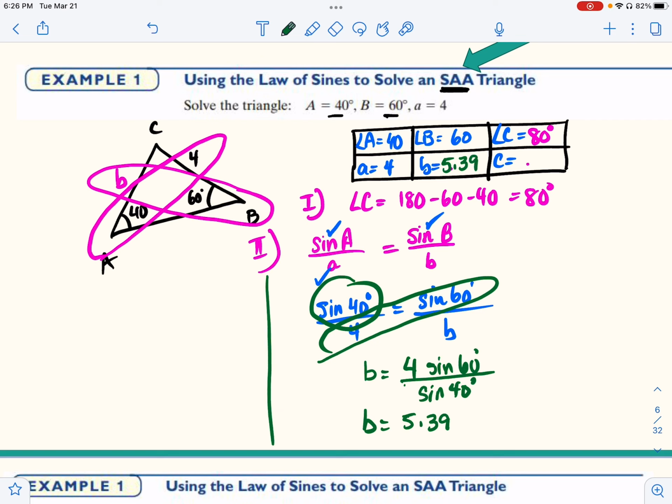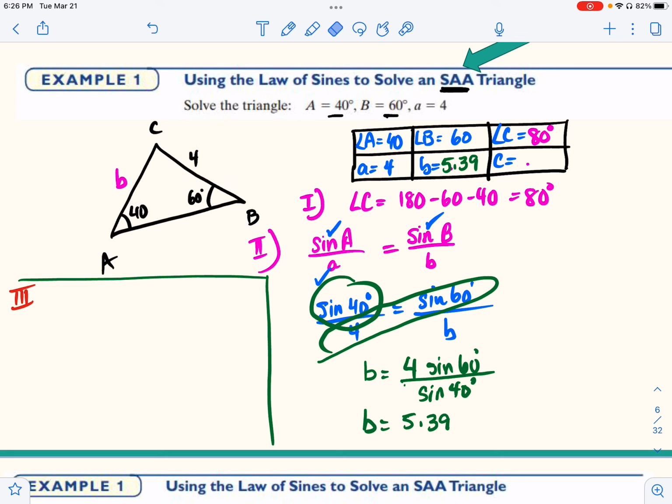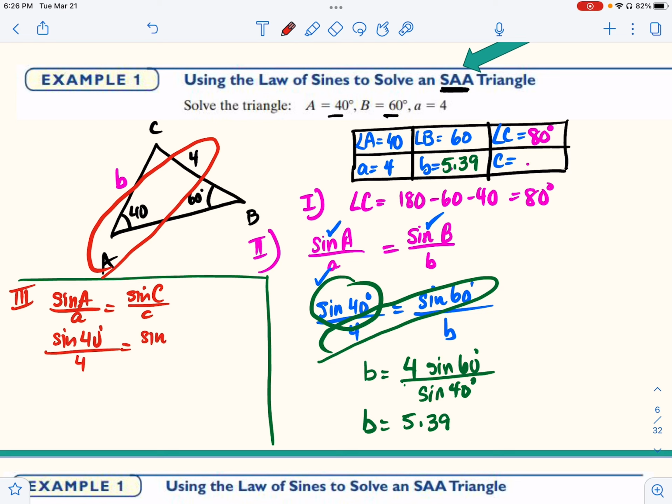Now for the third step, also know that this triangle was not a right triangle, and hence I did not mention using SOHCAHTOA. Step 3 is to find side C. And like I said, start off with a pair that's available to you. I'm going to still use pair A. So sine A over A equals, and since I'm trying to find C, sine C over side C. Let's start plugging it in. Sine 40 over 4, sine C is 80 degrees. Remember we found it earlier, just didn't label it here, over C.